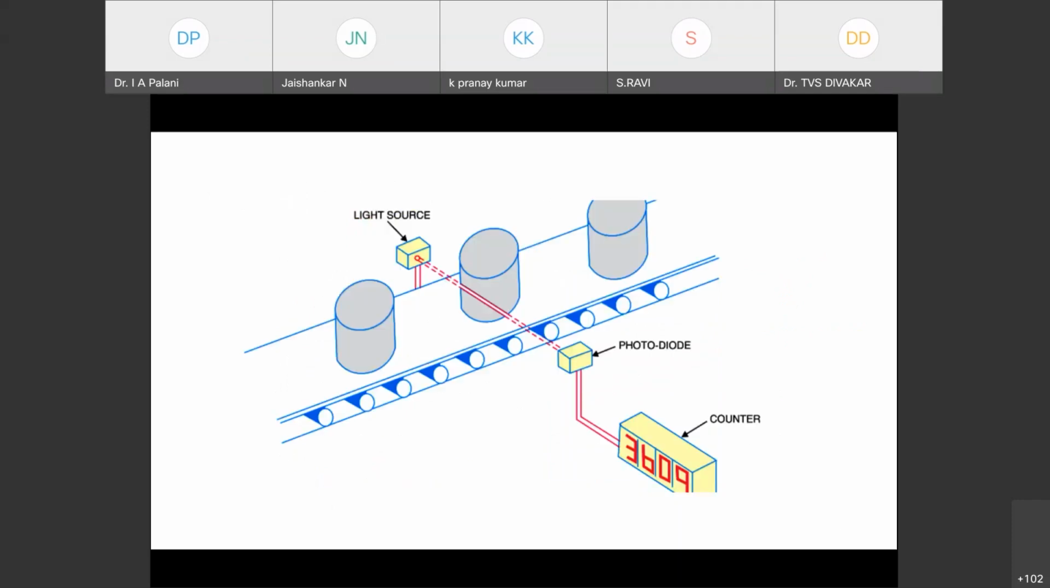One application is something like this. In a mechatronic system, or some kind of system where you want to count the number of objects which are moving, you will have a light source and a photodiode. It is not necessarily required that my light source be in the visible spectrum. I can even go for an IR spectrum, so that it is an invisible spectrum. Whenever the light gets cut off, you have a photodiode connected to a counter, where you can grab the amount of cutoff.